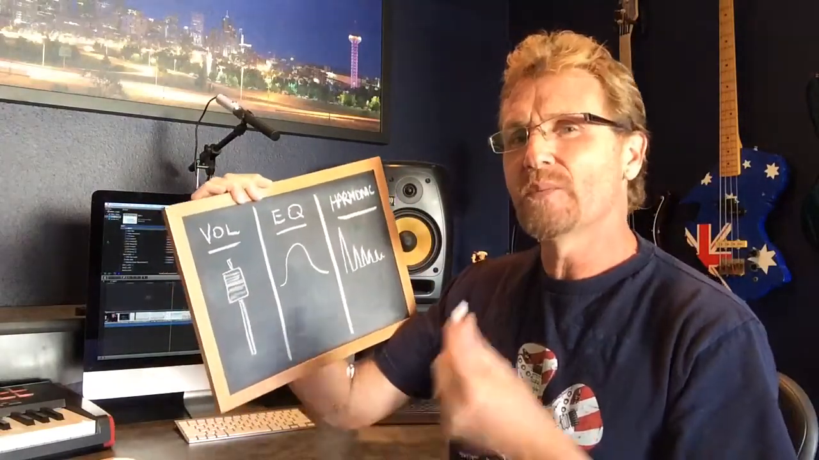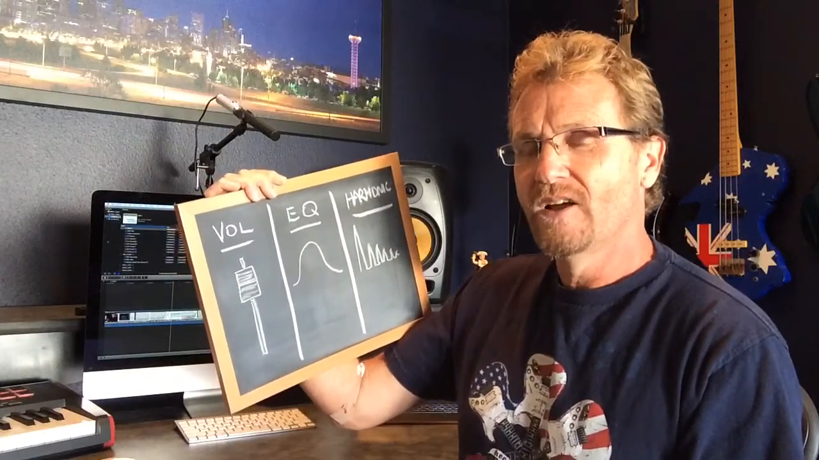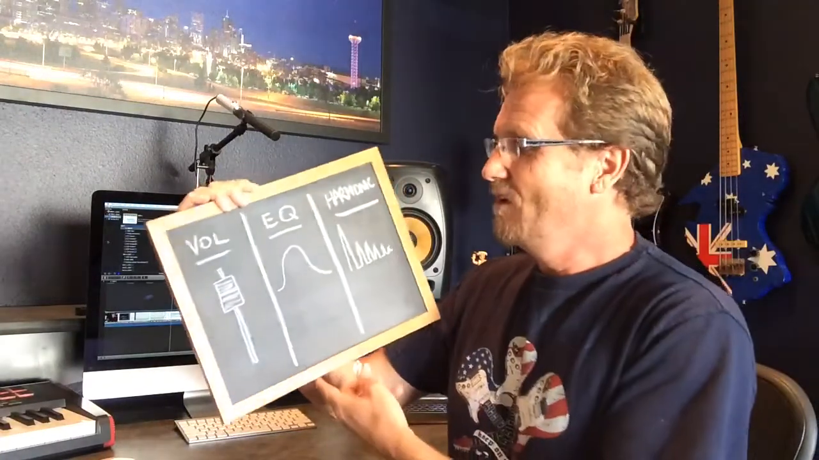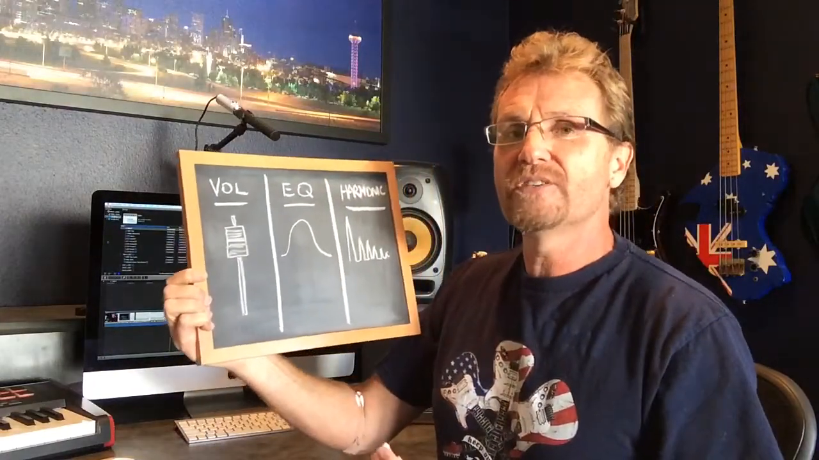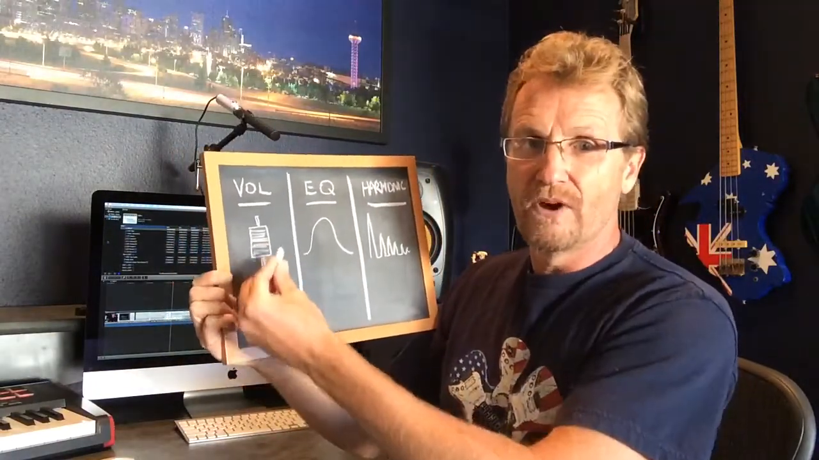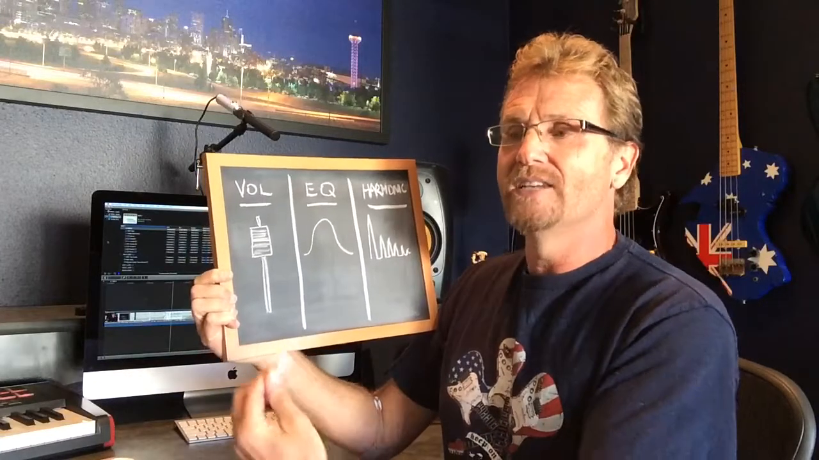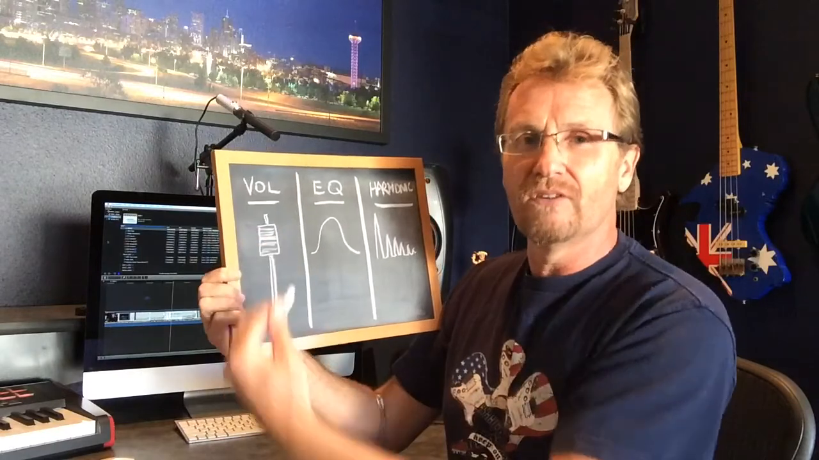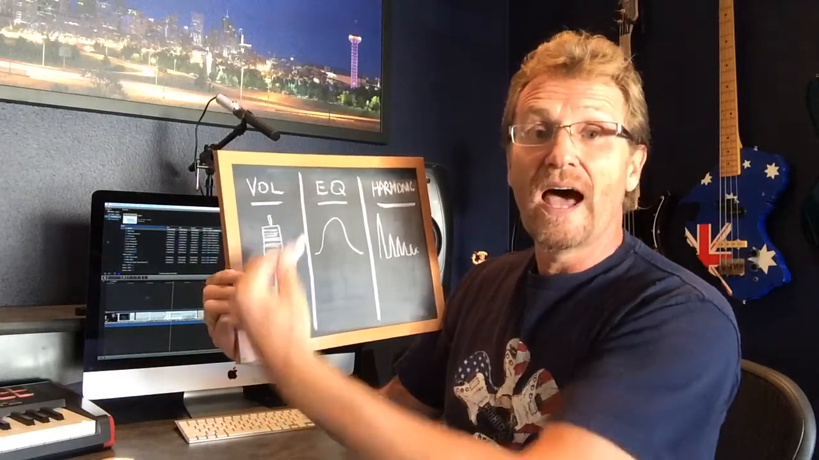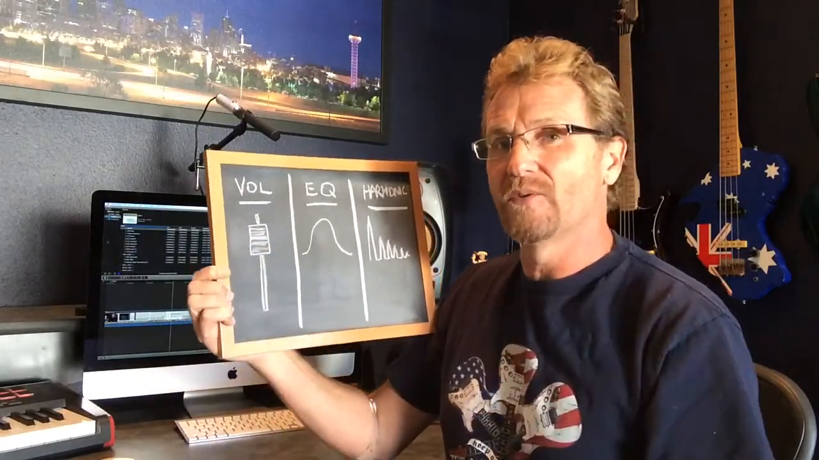Let's think about a compressor. What do you think a compressor is doing? Well, a compressor is kind of an interesting one. At first blush, it's a volume modifier, right? Because it is adjusting the levels of a particular signal up and down and compressing its dynamic range.